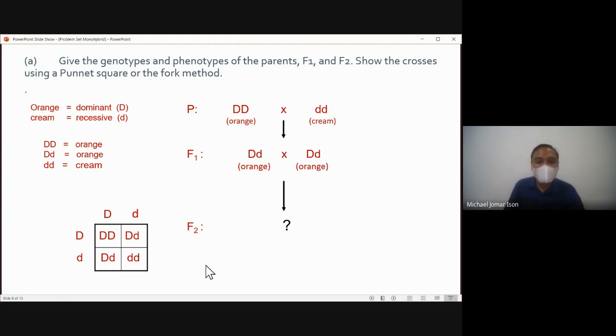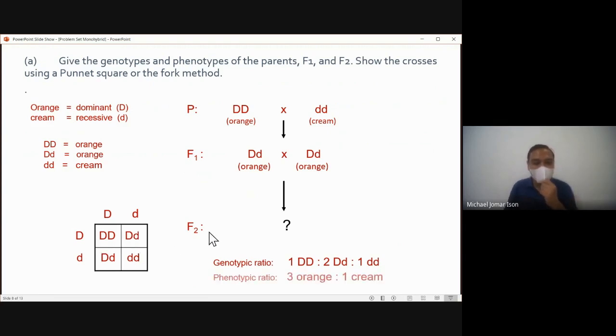So what kind of ratio do we have? We have a genotypic ratio of 1 big D big D, 2 big D small d, and 1 small d small d, as you can see in the Punnett square over here. And the phenotypic ratio would be, what is the phenotype of the big D big D? Orange. The big D small d, orange, and the other one is orange. So we have 3 oranges here and then 1 cream. So the phenotypic ratio is 3 orange to 1 cream.